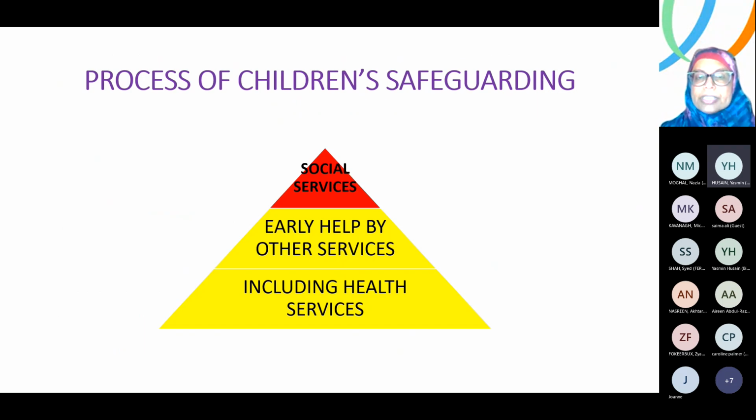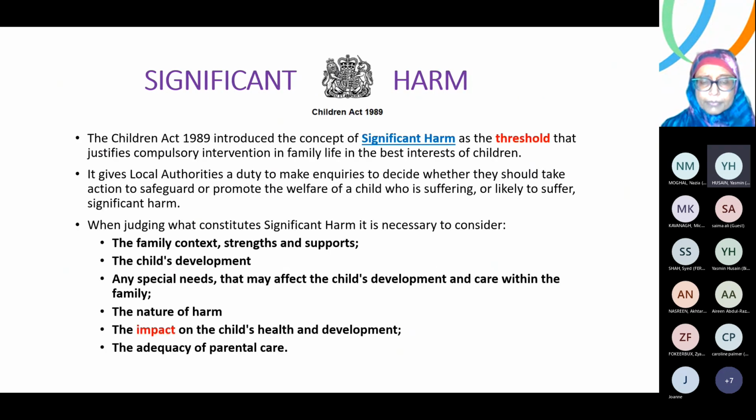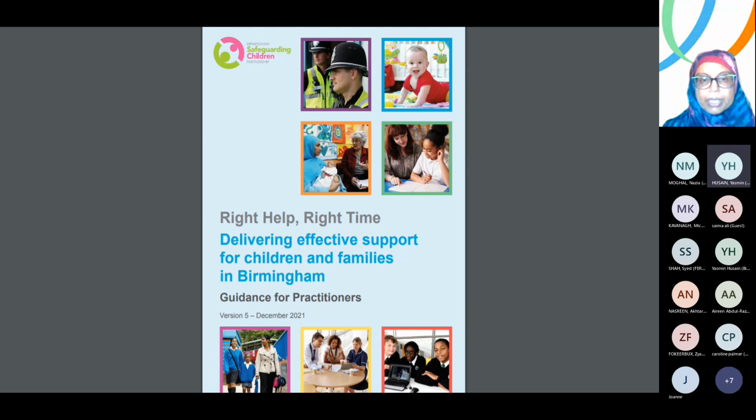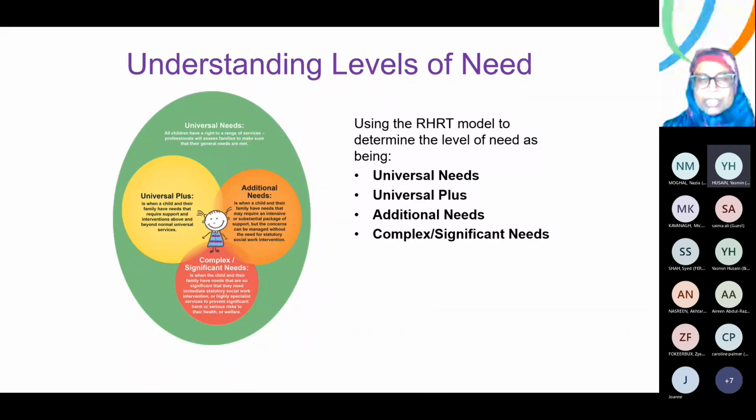So let's look at the process of children's safeguarding now. Social services deal with what I would say is the tip of the iceberg. And this is because there's a threshold. We've got this concept of significant harm, and if it reaches that level, then they intervene. Every town and city has a threshold model. The one for Birmingham is called Right Help, Right Time, and the one that we're currently using is version 5, December 2021.